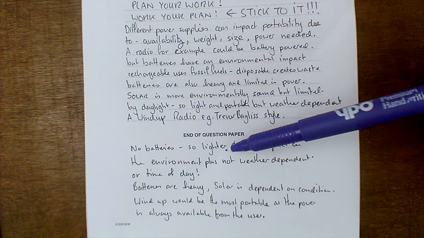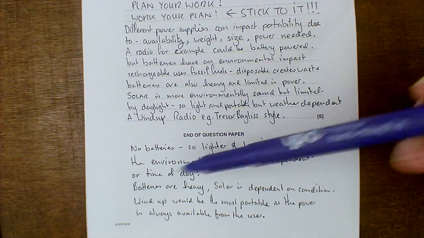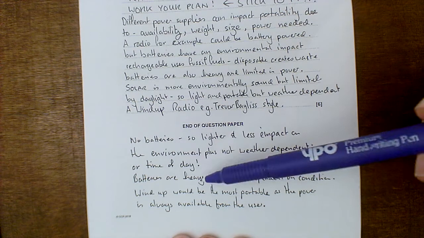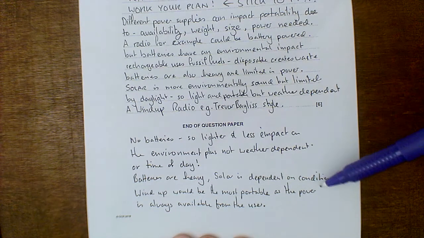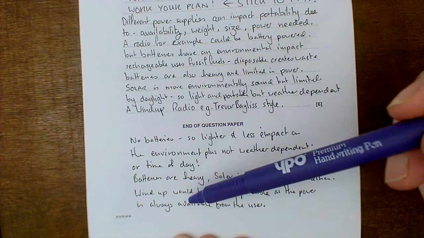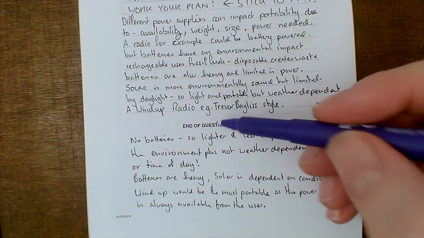And then my final example is a wind-up radio, Trevor Bayliss style, so I'm showing knowledge of designers and different engineers. No batteries, so it's lighter, less impact on the environment, plus it's not weather dependent, and it's not dependent on the time of day. So in summary, batteries are heavy, solar is dependent on conditions, and a wind-up would be the most portable, as the power is always available from the user.